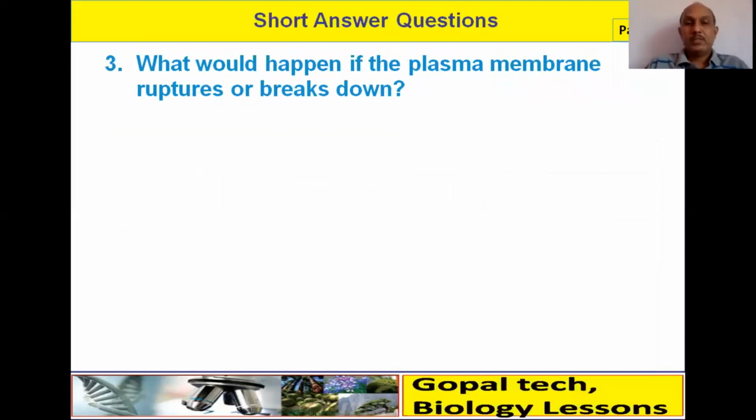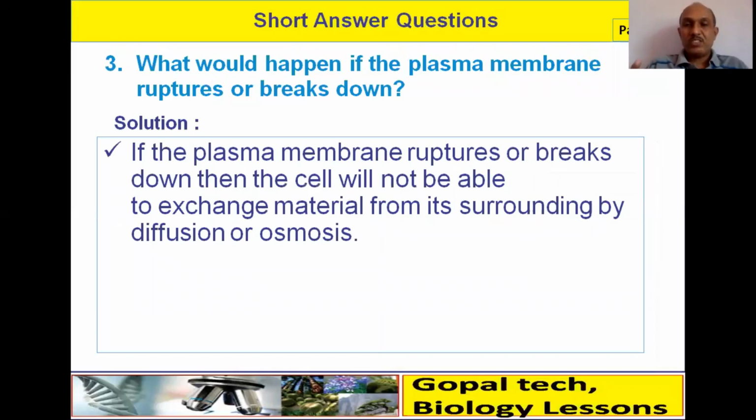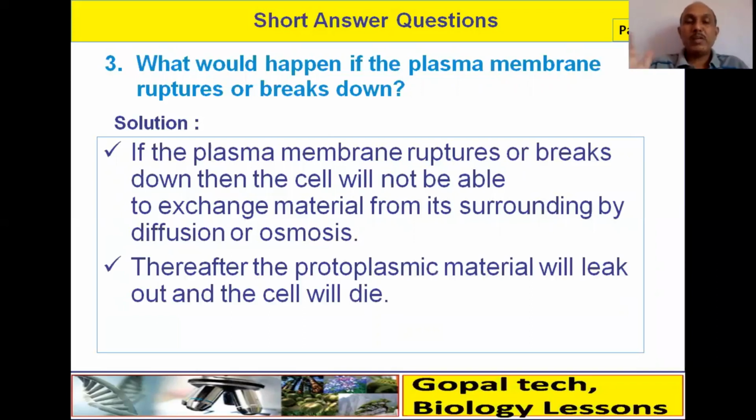What happens if the plasma membrane ruptures or breaks down? 67 page number. If the plasma membrane ruptures or breaks down, then the cell will not be able to exchange material from the surrounding by diffusion or osmosis. Then क्या होगा? Thereafter protoplasmic material will leak हो जाएंगे and the cell will die.